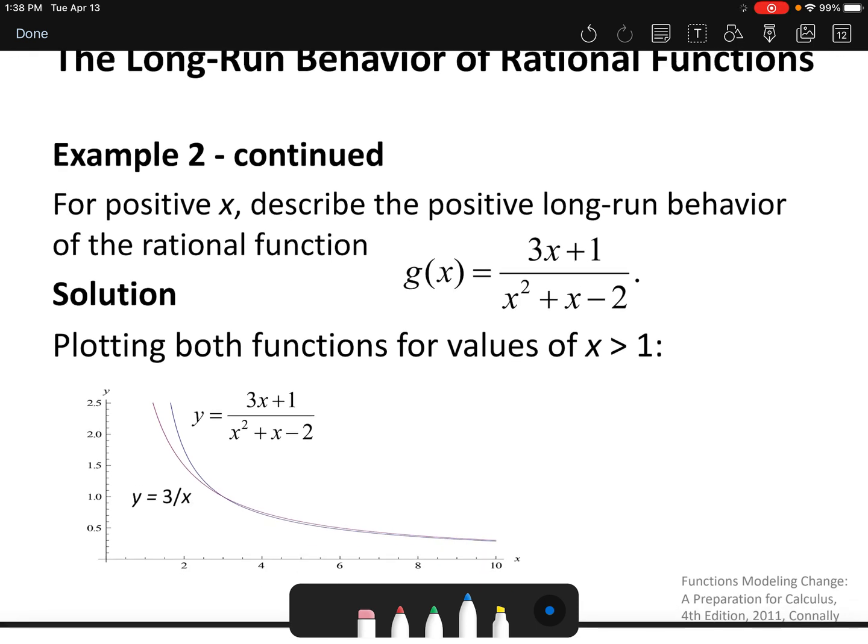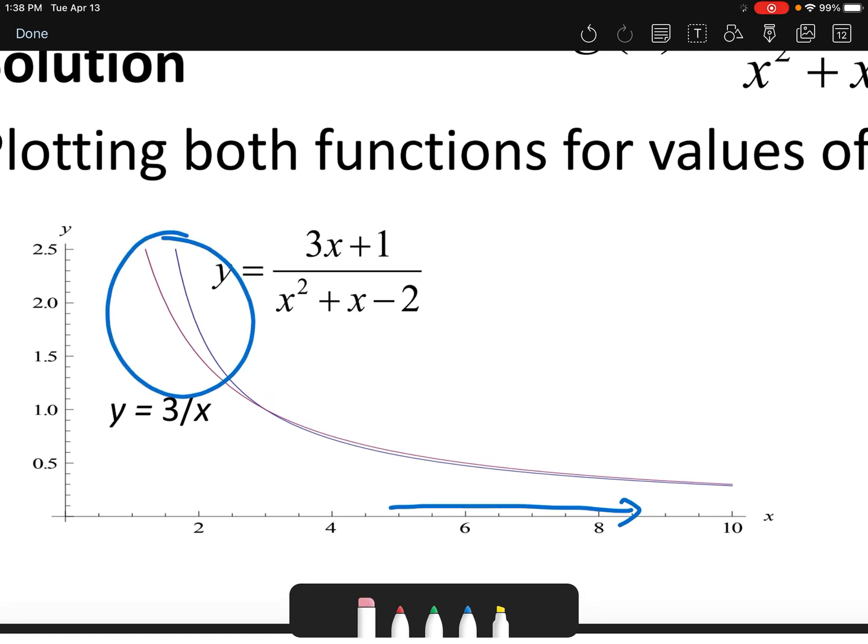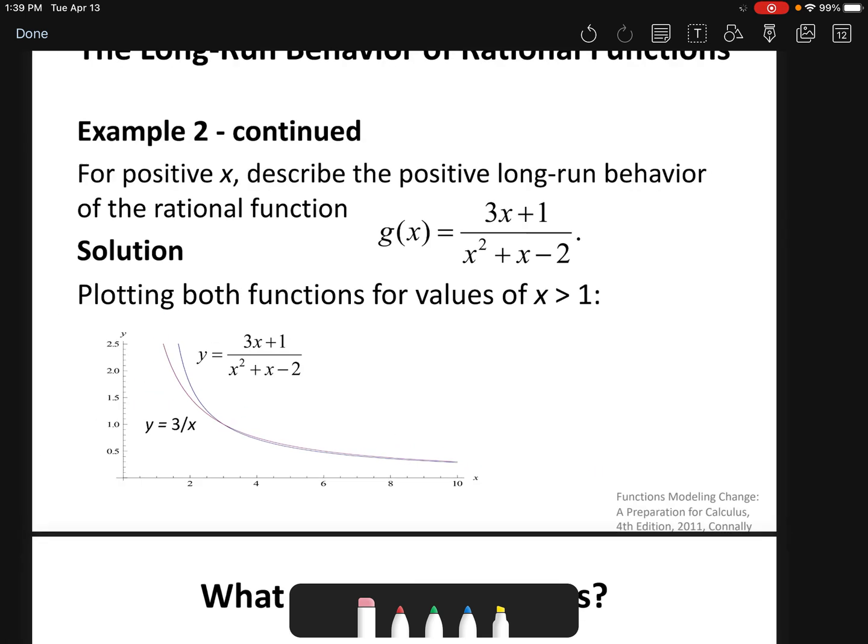Now, describe the long-run behavior of the rational function. Well, if we graph (3x + 1)/(x² + x − 2) and 3/x, we basically get the same graphs. So you can see how the leading term over the leading term influences the long-run behavior. It's the influence that makes the graphs very similar. Here they're obviously different, but that's short run. We're talking about the long-term effect of that leading term over leading term.